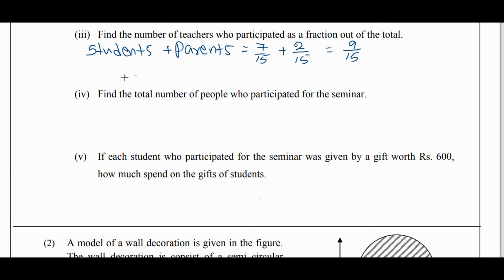Then the teachers should be 1 minus 9 out of 15. 1 again I can write as 15 upon 15 minus 9 upon 15. That means 6 upon 15. Question number 4. Find the total number of people who participated for the seminar.